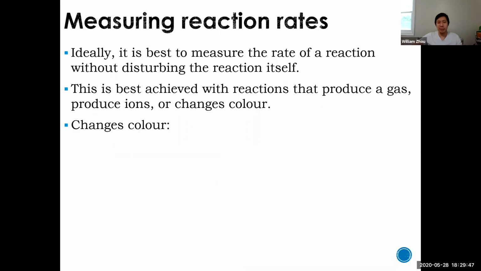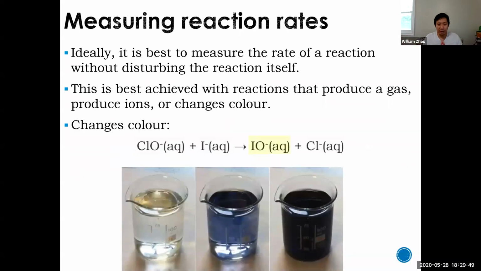Okay, last one is color change. If you have a reaction that has different colors for the reactants and products, you can just measure the color change. But this only works if your reactants and products have different colors. You can measure the rate of change of an appearance or disappearance of a color, and then that will tell you numerically what the rate of reaction is.